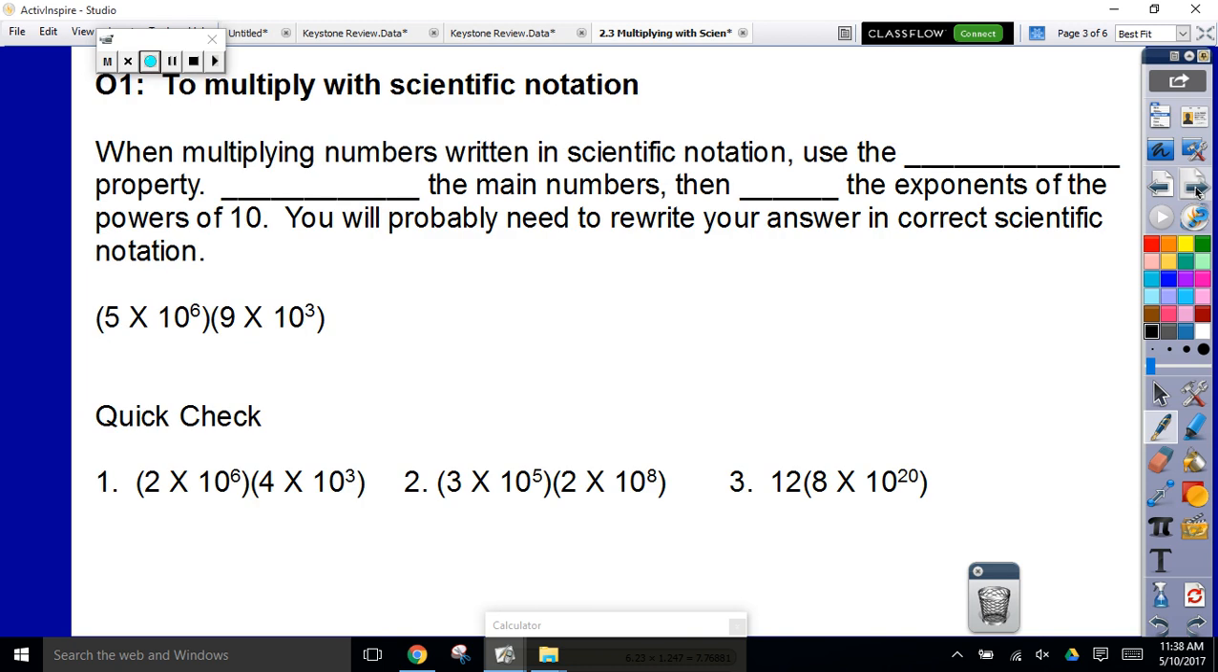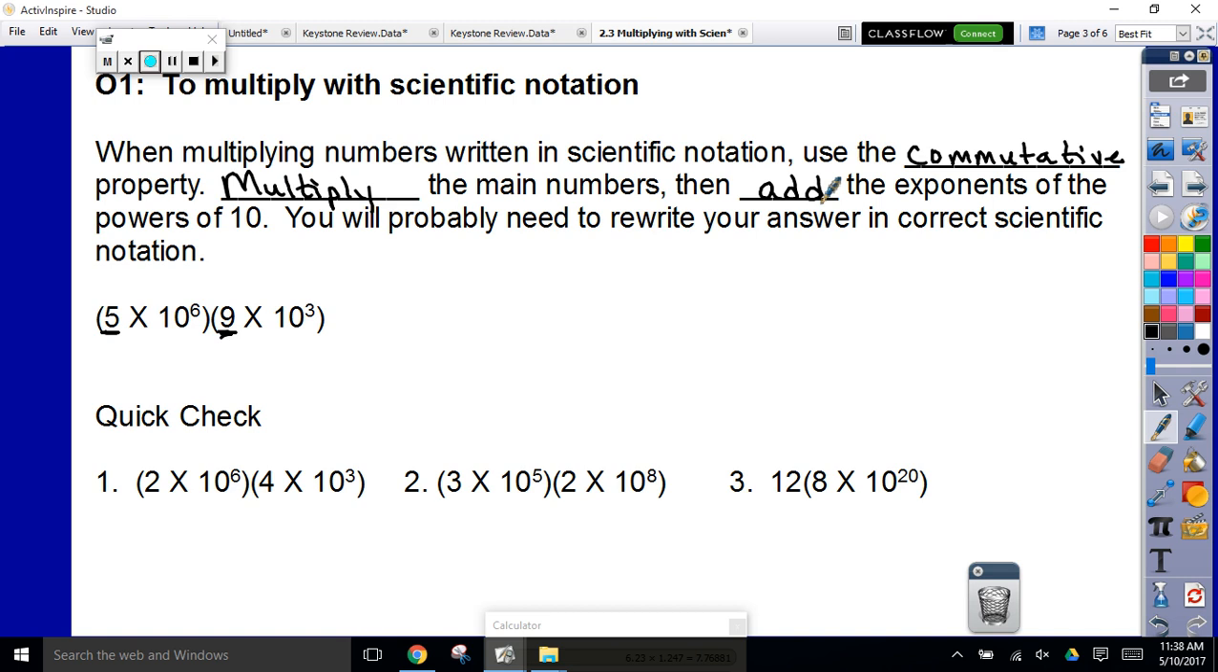Okay. So we already looked at this rule when we talked about our activity lab. When multiplying numbers written in scientific notation, you're going to use the commutative property. And remember, that's the one that means it doesn't matter what order you multiply the numbers in. So you're going to multiply, I called it the main numbers instead of the first factors. So you're going to multiply the main numbers, by which I mean not the powers of 10, the other numbers. And then you're going to add the exponents of the powers of 10.